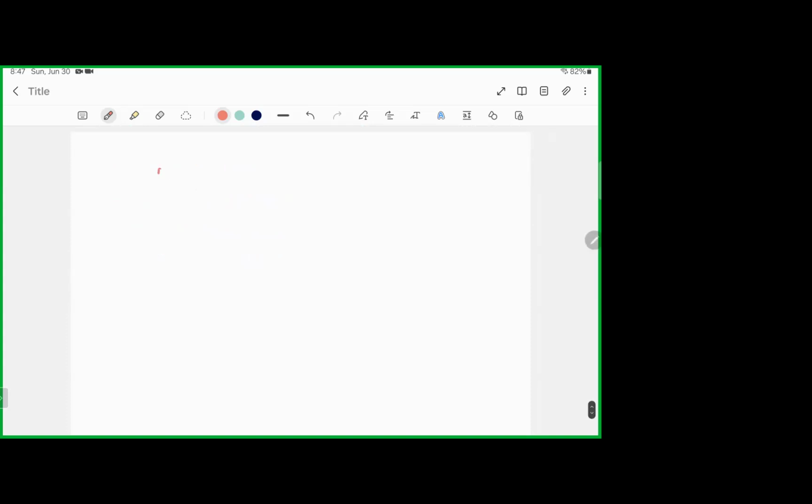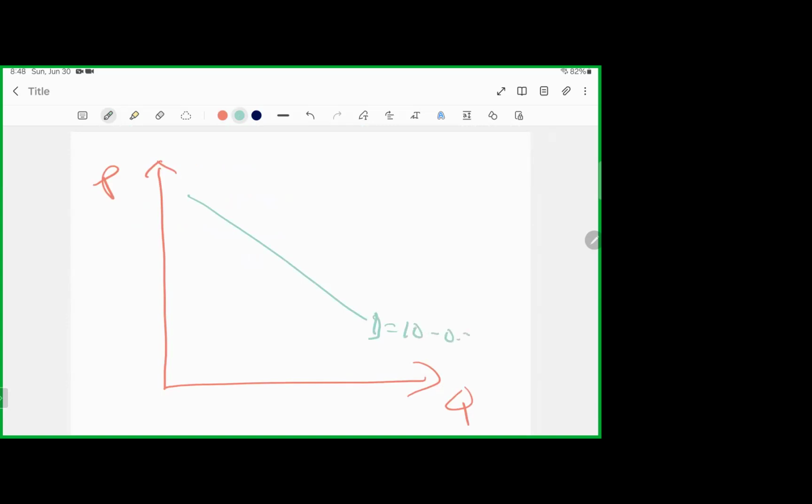So when you transfer this diagrammatically, you will find this quantity and price. This will be the demand. Please note, this will be the demand. Remember, it is 10 minus 0.2 P. Here would be our supply, which is 5 plus 0.1 P.